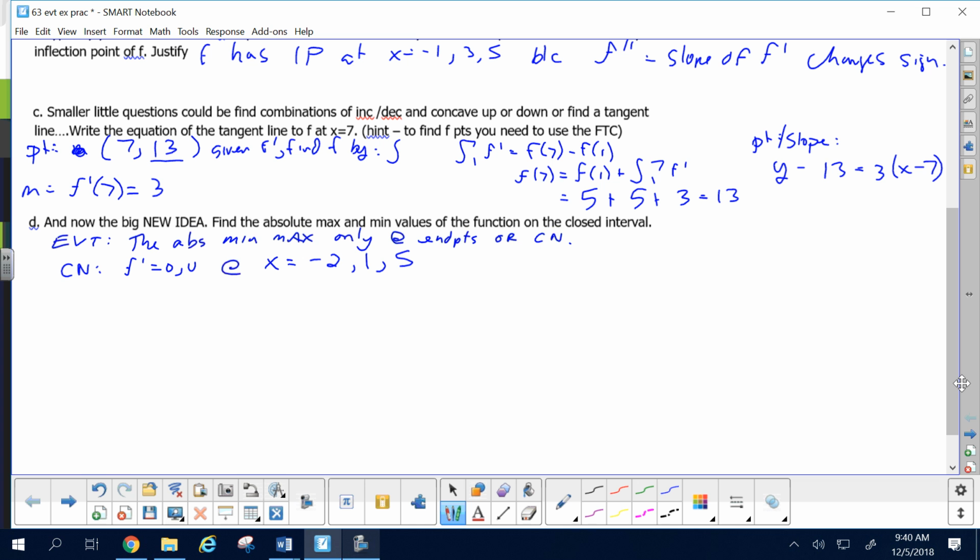Now we need to create a little tournament of champions. Find f at each candidate to see of those candidates which actually has the greatest possible value. The easiest one is f at 1 because they gave you f at 1, it is 5. All right? Now, I'll ask those students who came from Miss Cannon, would you guys create an integral defined function like this?